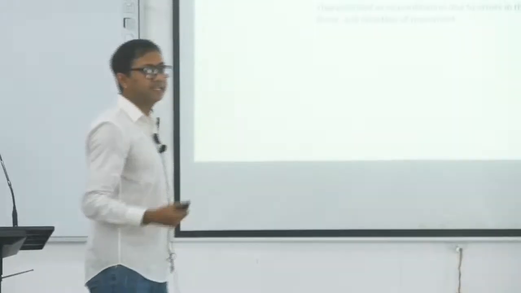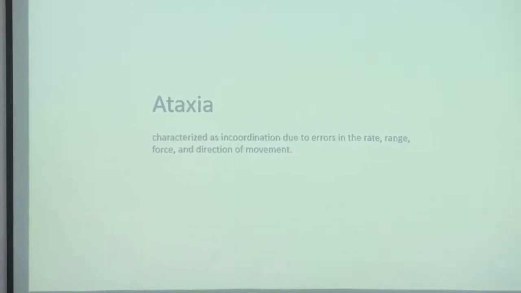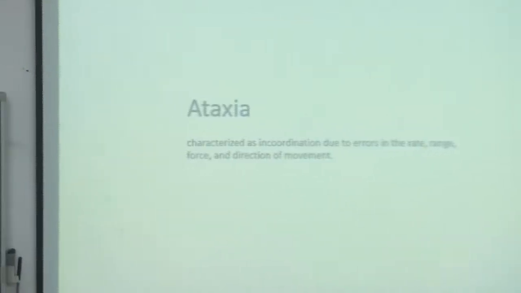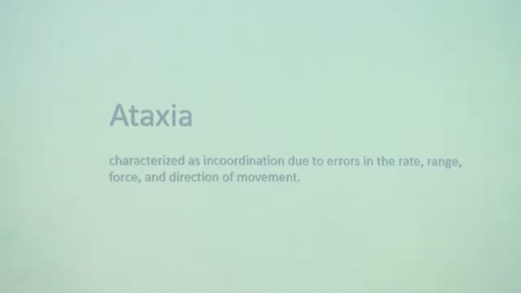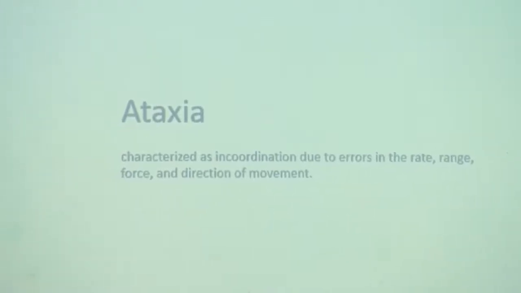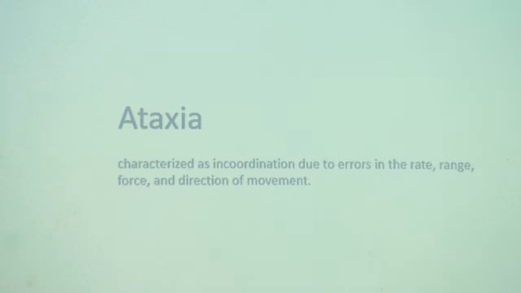Next point, ataxia, right? Ataxia is defined as error in the rate, range, force and direction of movement, in coordination of movement. There is ataxia in cerebellar disease, and specifically it is called cerebellar ataxia, and we can differentiate cerebellar ataxia from sensory ataxia by doing a simple test called Romberg test, right? And all of you know what is Romberg test.